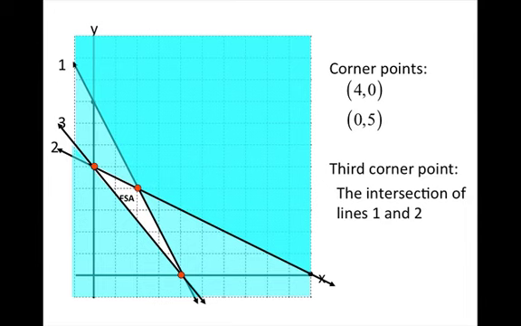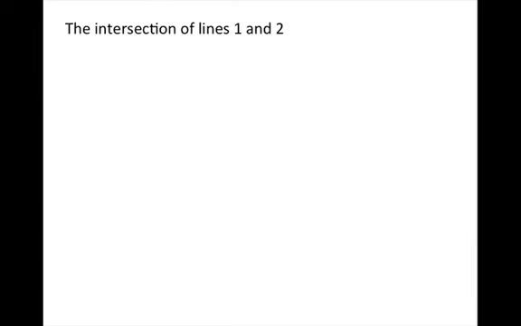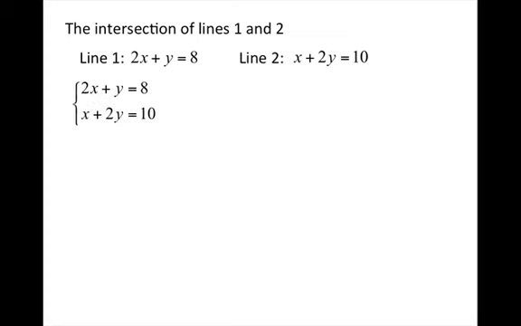Now by looking at my graph, that looks like the point (2, 4). But don't ever go by the graph. Always find this using the elimination method. So I want to find the intersection of lines 1 and 2. Line 1 was 2x plus y equals 8. Line 2 was x plus 2y equals 10.